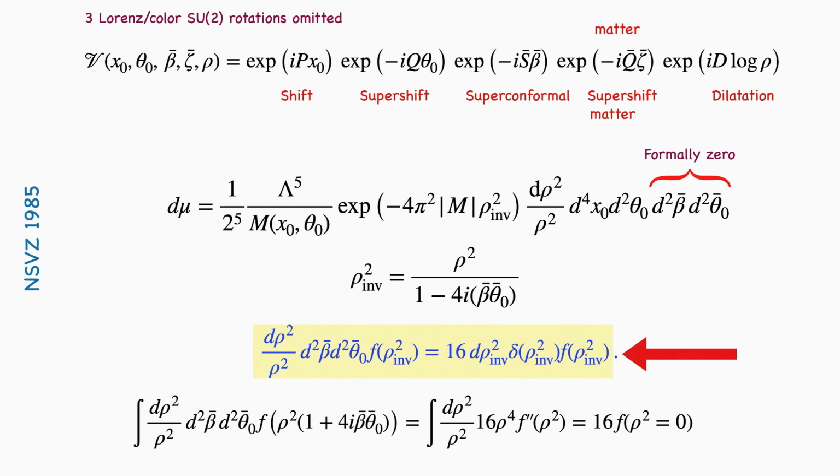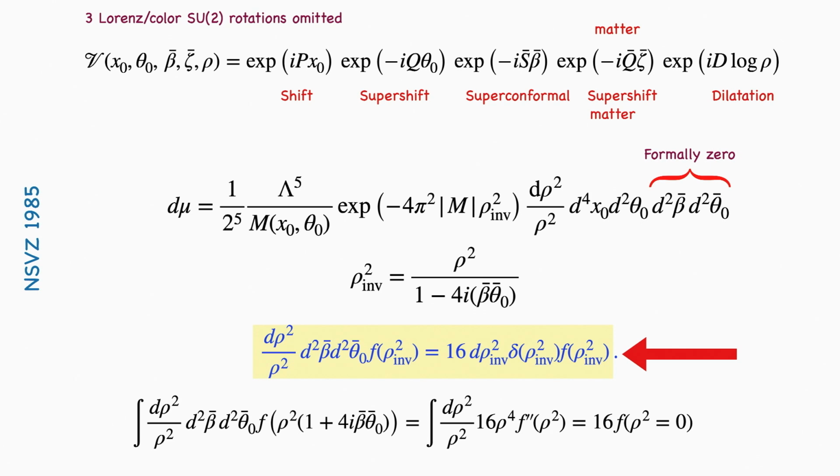Now, this is a loophole. This zero occurs because of a singularity. You have to be careful. This expression is singular at rho equal to zero. We don't think that rho can be infinity because of this damping factor, but at rho equal to zero, we have to be more careful. So what can you do? You can integrate in a different order. First, you integrate over d beta bar, d theta bar, and then you integrate over rho.